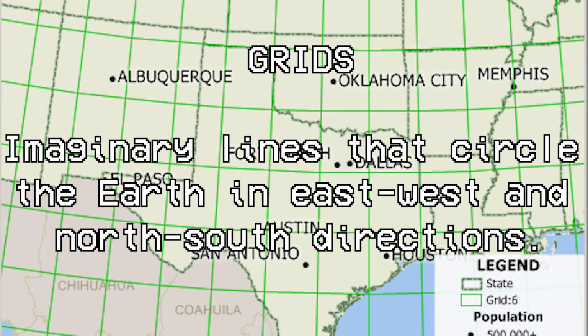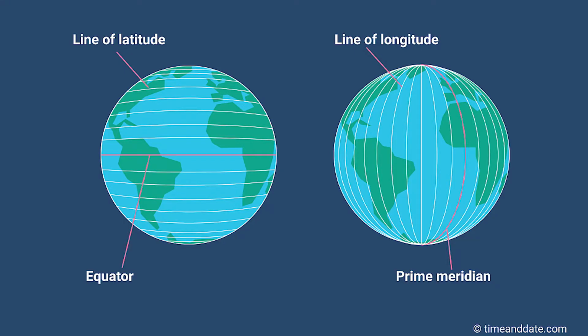We call these lines a grid, and they're imaginary lines that circle the Earth in east to west and north to south directions. The lines that go east to west are called lines of latitude, and the lines that go from north to south are called lines of longitude. Now you'll notice that the lines of latitude and longitude have lines that are parallel to each other. Parallel here, of course, meaning that they go the same degree in the same direction.